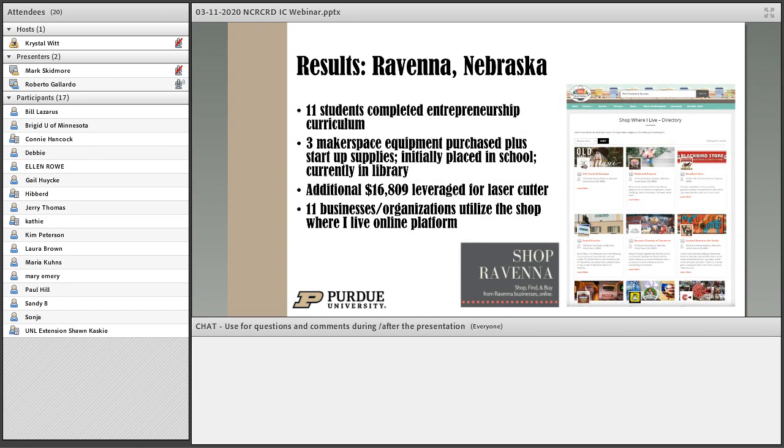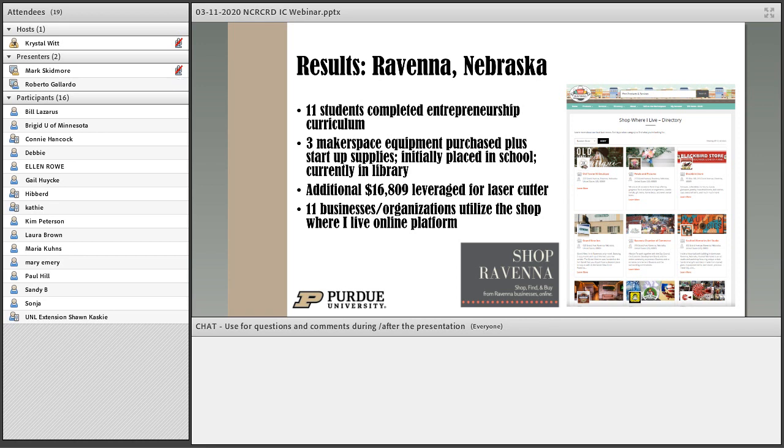Here is Ravenna. That's their shop where you live directory. 11 students completed their entrepreneurship program. They purchased 3 pieces of makerspace equipment. It was initially placed in the school, but then it was moved out to the library, where hopefully there will be a permanent makerspace.